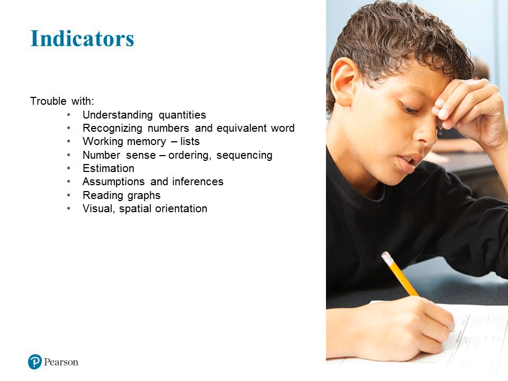Just like dyslexia, some symptoms of dyscalculia can vary greatly, but they could include trouble understanding quantities, and that numbers represent quantities, and we'll look at an example of that here in just a minute. Again, trouble recognizing numbers and their equivalent written words. Weakness in working memory, so problems with lists, shopping lists, phone numbers, important dates, and a weak number sense with ordering patterns and things like that. No kind of feel for numbers, which is more, which is less.